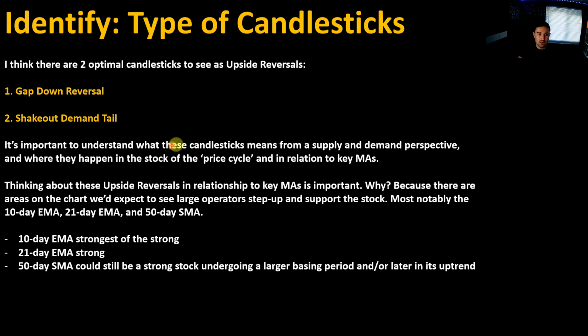So it's important to understand what these candlesticks mean from a supply and demand perspective, and where they happen in the stock in the context of the price cycle. So is the stock breaking out of a base? Is it in a base? Is it trended? Has it topped? Is it in a phase forward decline? So on and so forth.